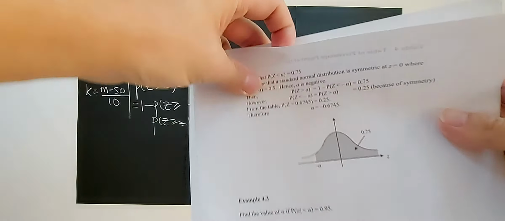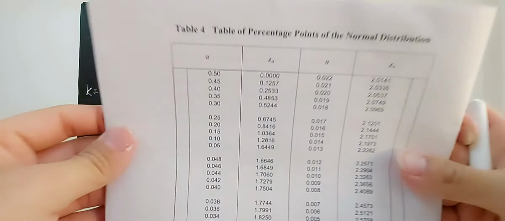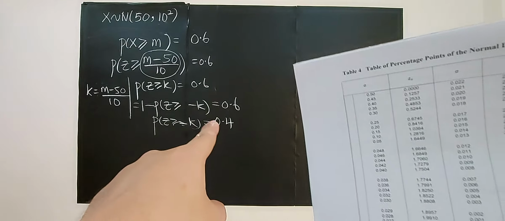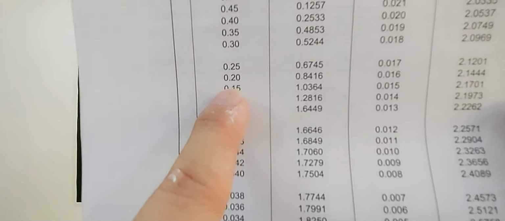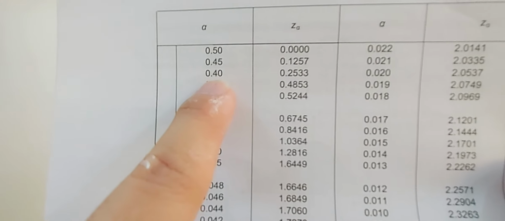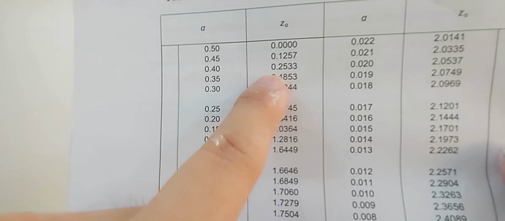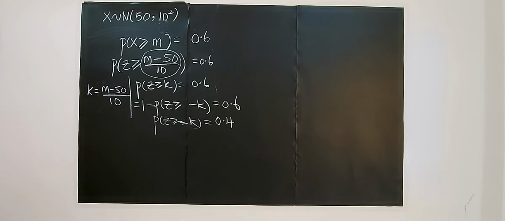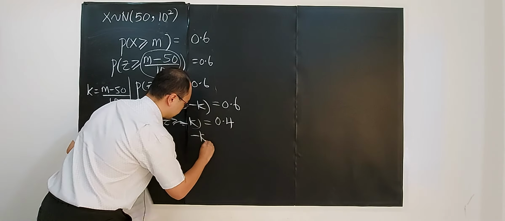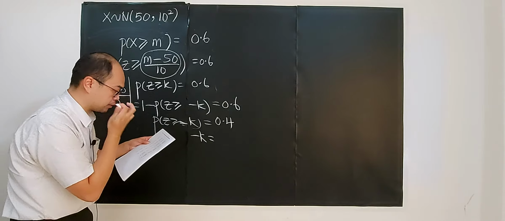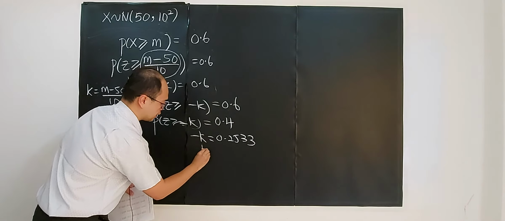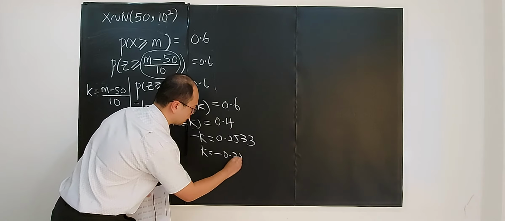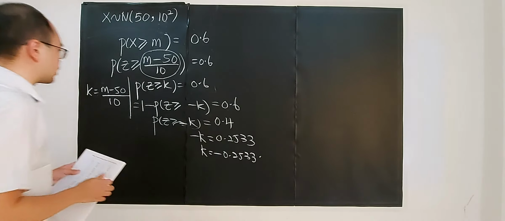But it's not accurate, so that's why they introduced another table, table 4. So if here is 0.4, from here you see where is 0.4? Yes, 0.4, right? 0.4 is 0.2533, the z-score. So it means that negative k for 0.4 will be 0.2533, right? So k will be negative 0.2533.